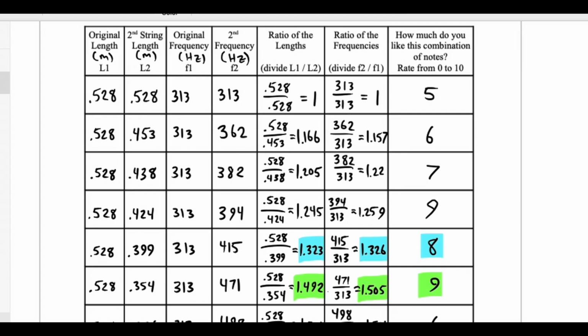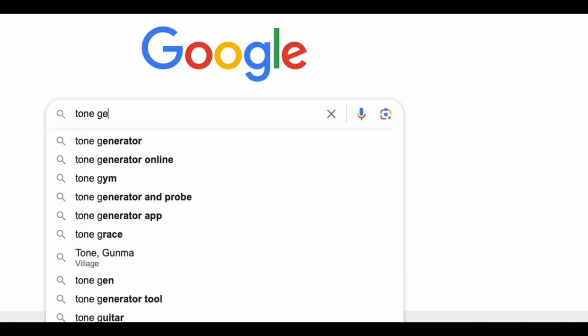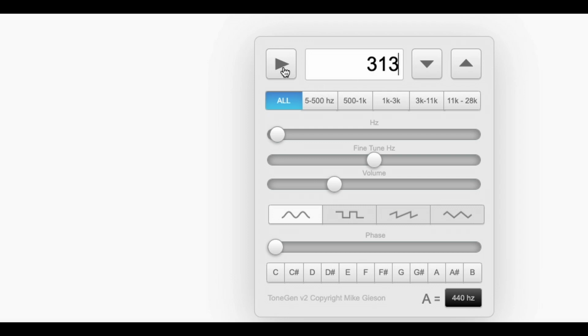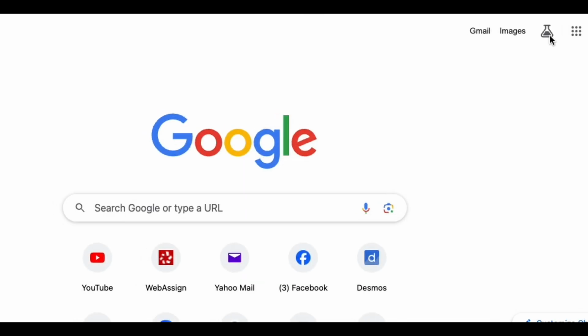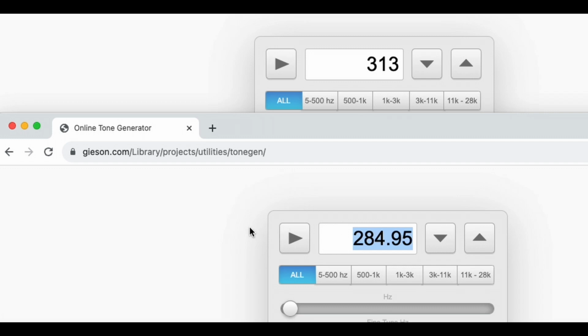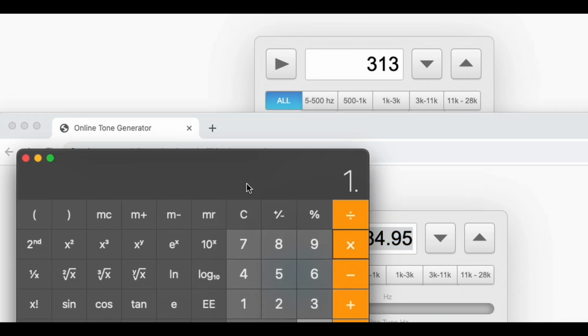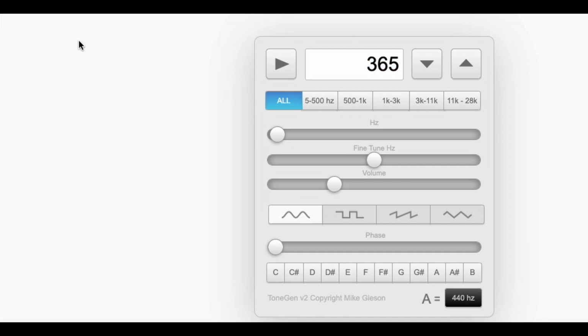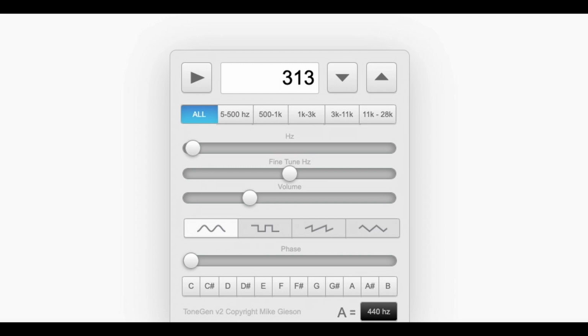Let's see if I can do an example of that just with a tone generator. So I set mine to 313 hertz. That was 313. Now let's copy this, make another tone generator, and we'll listen to the ratio together. So what I'm supposed to do is multiply the 313 times 1.166. Comes out to 365. So let's put these side by side and listen to them side by side.